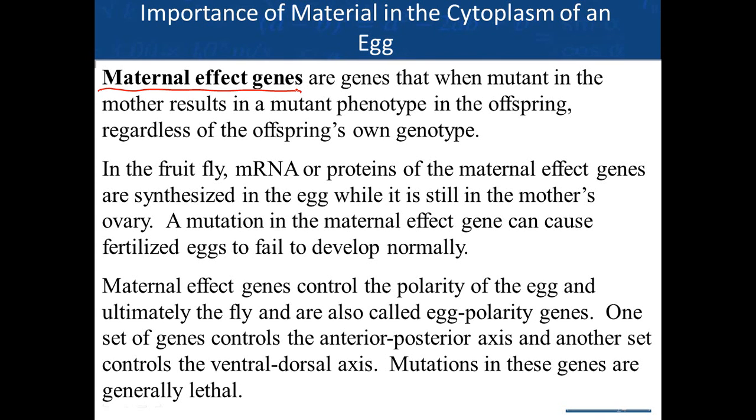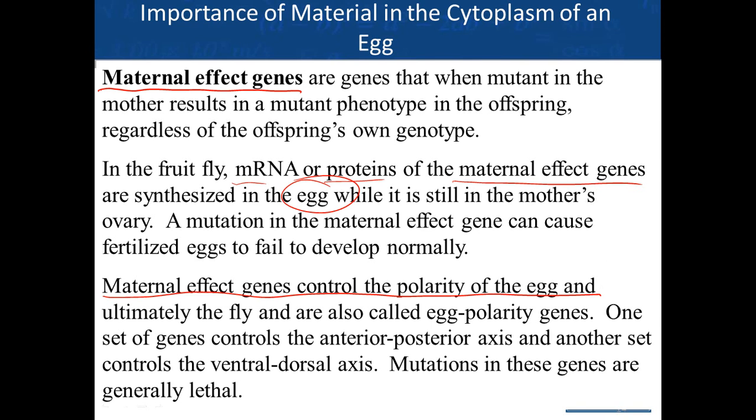So, in looking at the fruit fly, inside the egg, you're going to have messenger RNAs and ultimately proteins that are going to be produced from the maternal effect genes. And they are going to be made and produced in the egg while it's still in the mother's ovary. And as we said, a mutation can affect the outcome or the development of the little embryo. They have come to find out that maternal effect genes control the polarity of the egg and is very important in pattern formation.